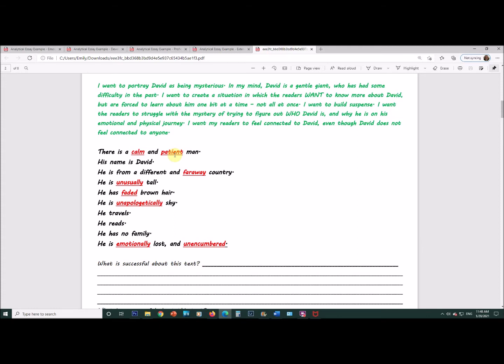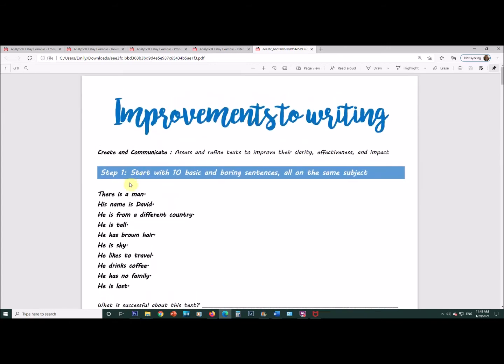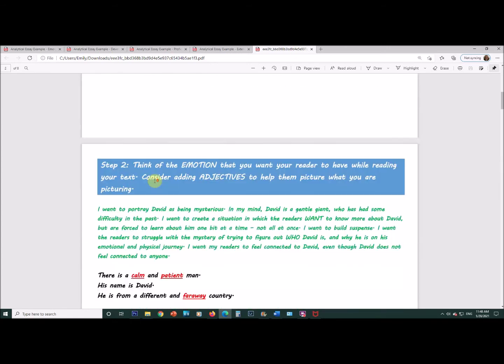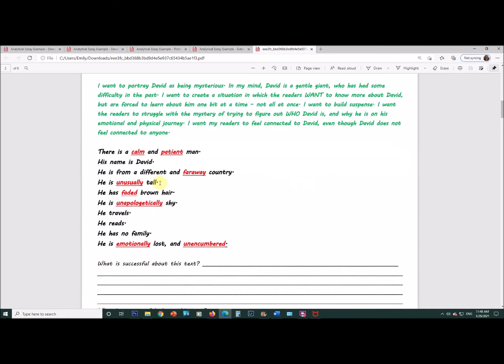Some of the words that I had in here, I could have had different words. Instead of there's a calm and patient man, I could have said there's a quiet and drowsy man, or there is a kind and loving man. It doesn't matter. I'm just giving more detail to his personality, and I could switch those adjectives at another time. Right up here, I've got there is a man. Well, that sounds very boring. Now I've got there is a calm and patient man. Now I've got at least a bit more of an idea in my mind of who this man is.